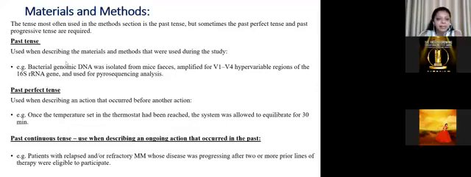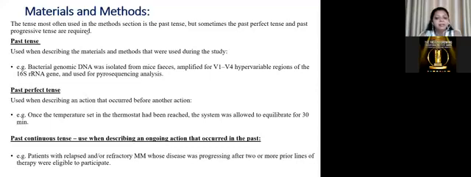Okay, now see passive. What is the tense? Okay, passive, that is true, but what is the tense? Passive, and what is the tense? Past. Okay, past tense. Okay, see, bacterial genomic DNA was isolated from the mice feces. Okay, අපි කවුද කරේ කියන එක නෑනේ. We don't put that. Okay, and see, amplified for V1, V4 hypervariable regions. Okay, and used. That is another one.